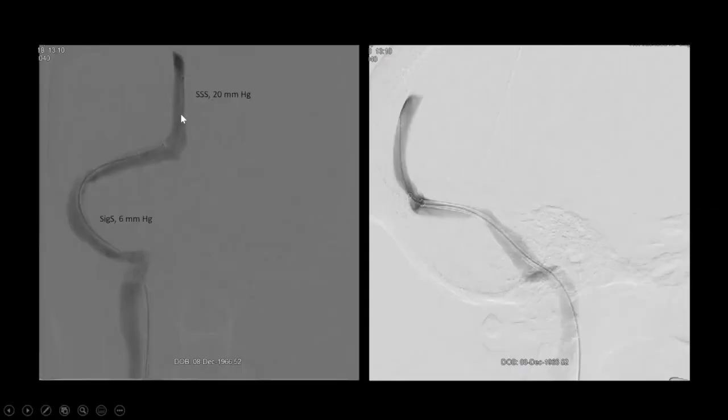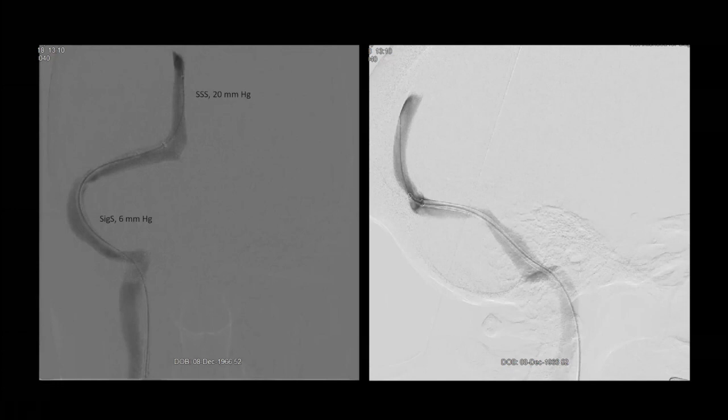We measure the gradient and the pressures in the sagittal and the sigmoid sinus. You can see it's 20 and 6 in the sigmoid for a gradient of 14. But despite the overall presence, you think it's going to be fairly straightforward to cross it, I was not able to cross the Zilver.